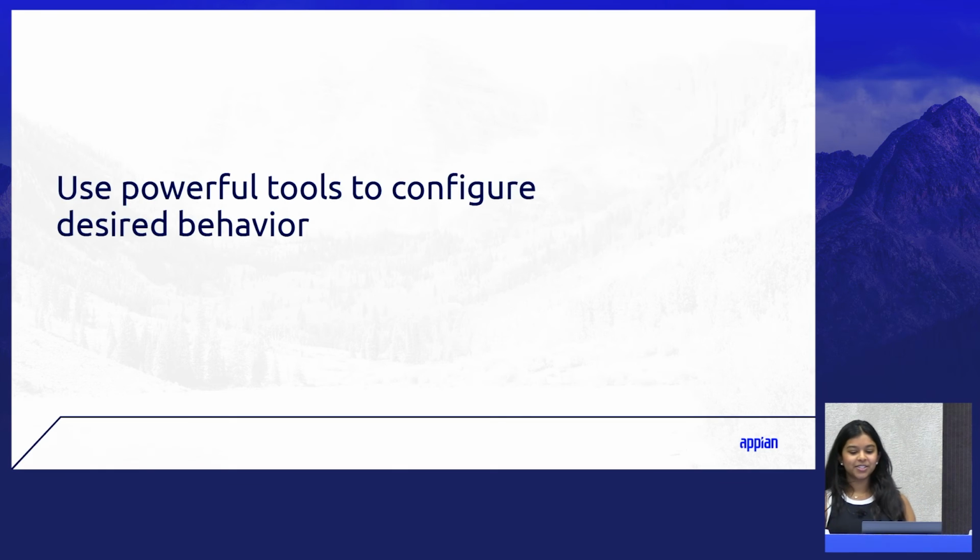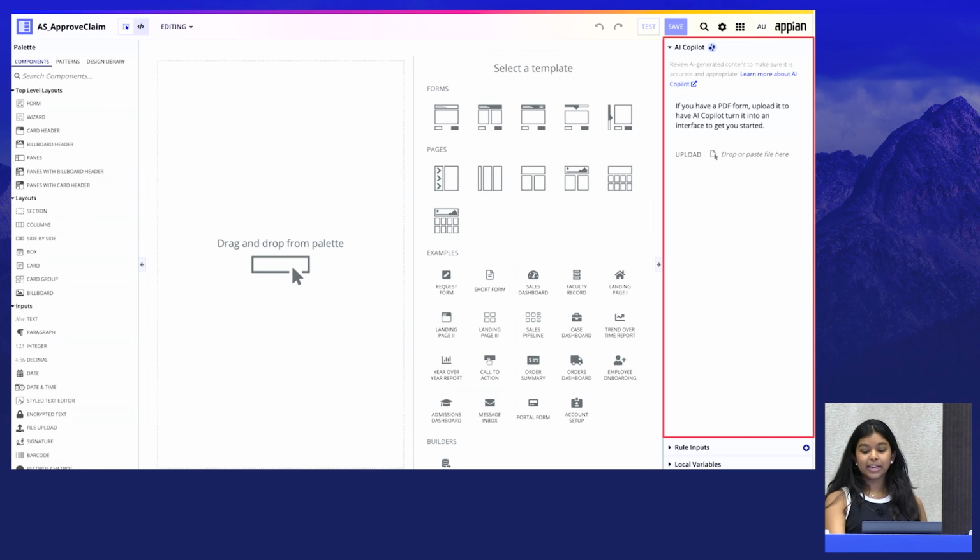And of course, let's use our powerful tools to configure our desired behavior. Like I mentioned earlier, we're going to build this form from scratch in Interface Designer since it doesn't have an associated generated record action flow. But I want to pause and take a look at the blank state of Interface Designer. In the top right corner, you can see our AI Copilot feature.